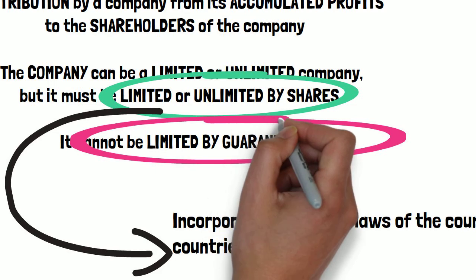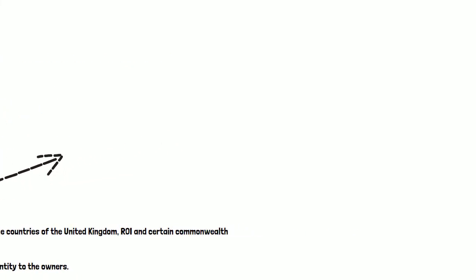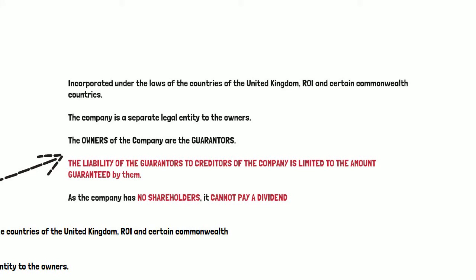Now, how is a company limited by guarantee different? Well, in the case of incorporating a company, there are no shares that are distributed to the owners on incorporation. Instead, the owners of the company are guarantors. So the liability of the company to creditors is limited to the amount that's guaranteed by the guarantors. Now the key here is, as the company has no shareholders, it cannot pay a dividend. But luckily, in most cases within the UK, a private or a public company is usually going to be limited by shares.